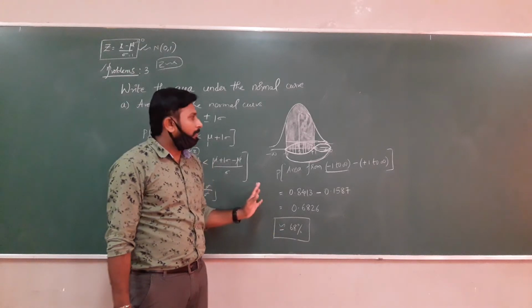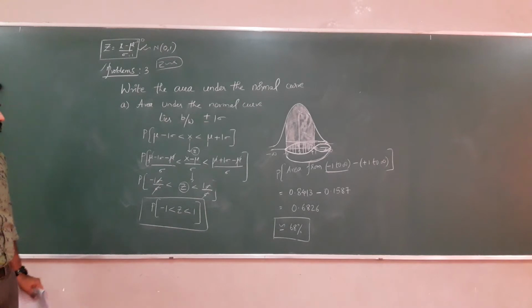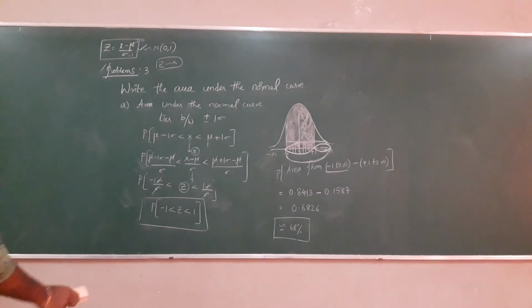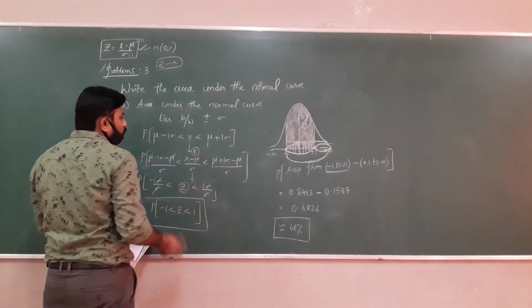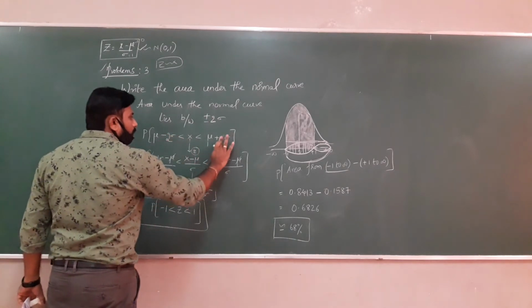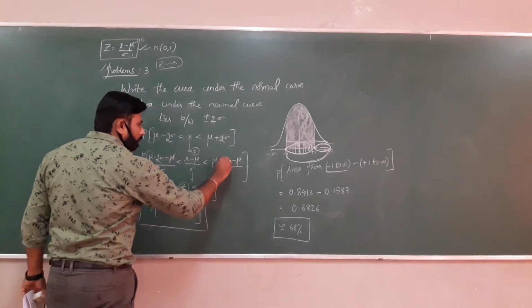1 sigma. Am I clear? Plus or minus 1 sigma. Just note down plus or minus 1 sigma. Now similarly, plus or minus 2 sigma, you see, just in place of 1 replaced by 2. Here also 2, here also 2, and here 2.